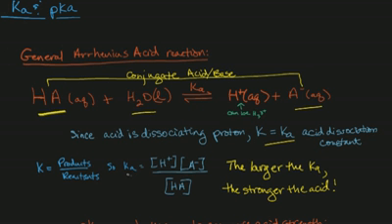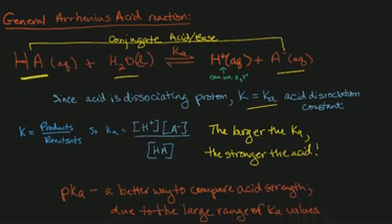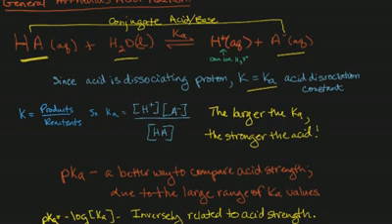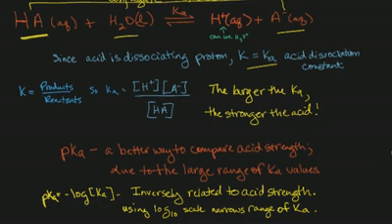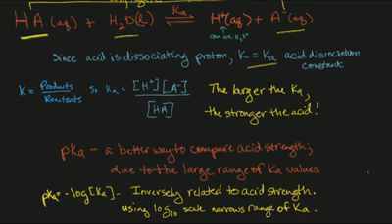Ka is directly proportional to acid strength. What does that mean to you? That means that the larger the Ka value, the stronger the acid. Now, because the range of Ka is so wide and varied, you can have really weak acids with 10 to the negative 40 Ka values, and stronger acids that have values of 10 to the negative 3 approximately.